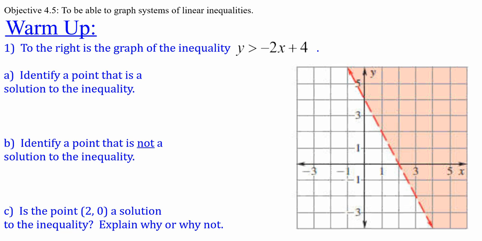In our previous lesson, we were graphing linear inequalities. And so here's a quick warm-up to review. To the right is the graph of the inequality y is greater than negative 2x plus 4. Can you identify a point that is a solution to the inequality? Can you identify a point that is not a solution to the inequality?